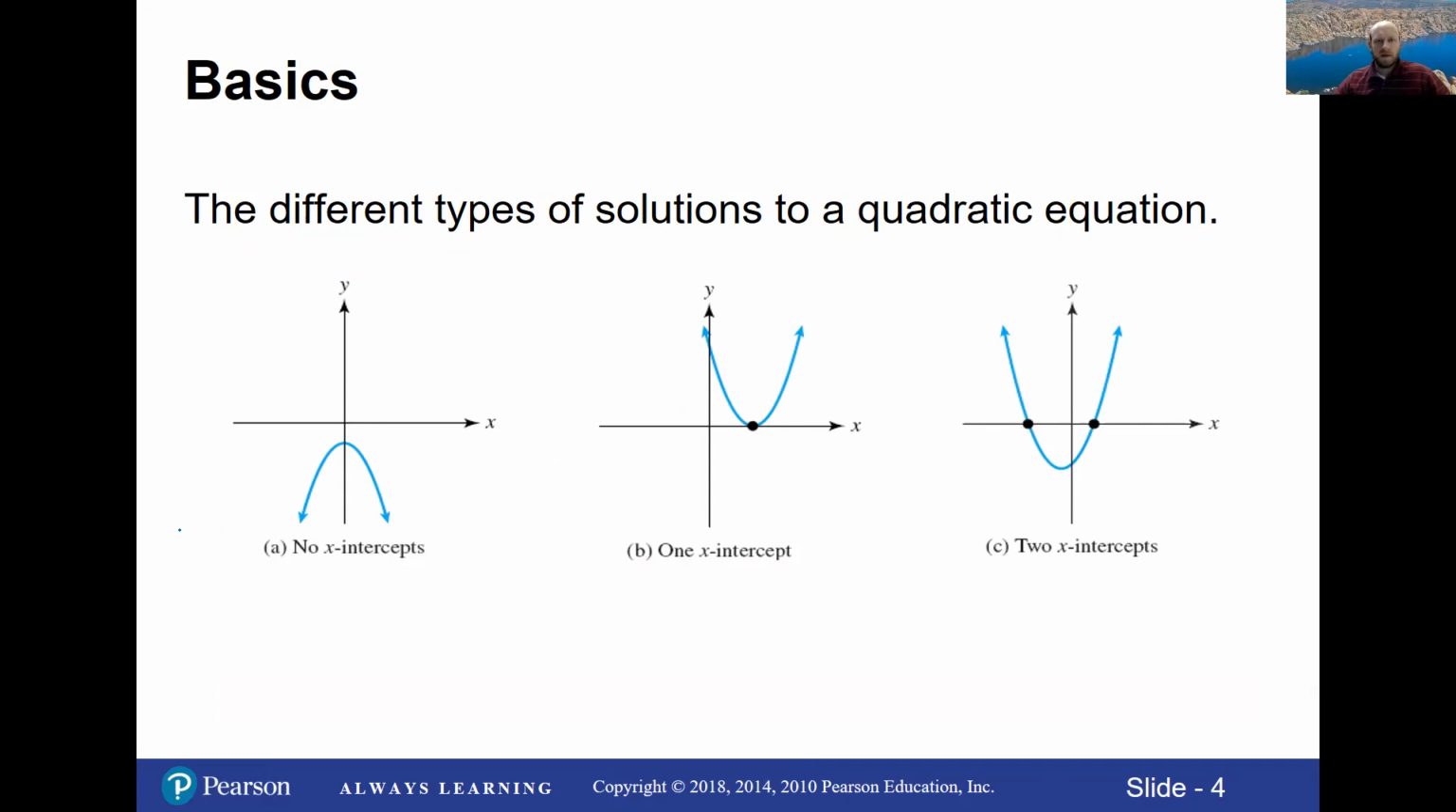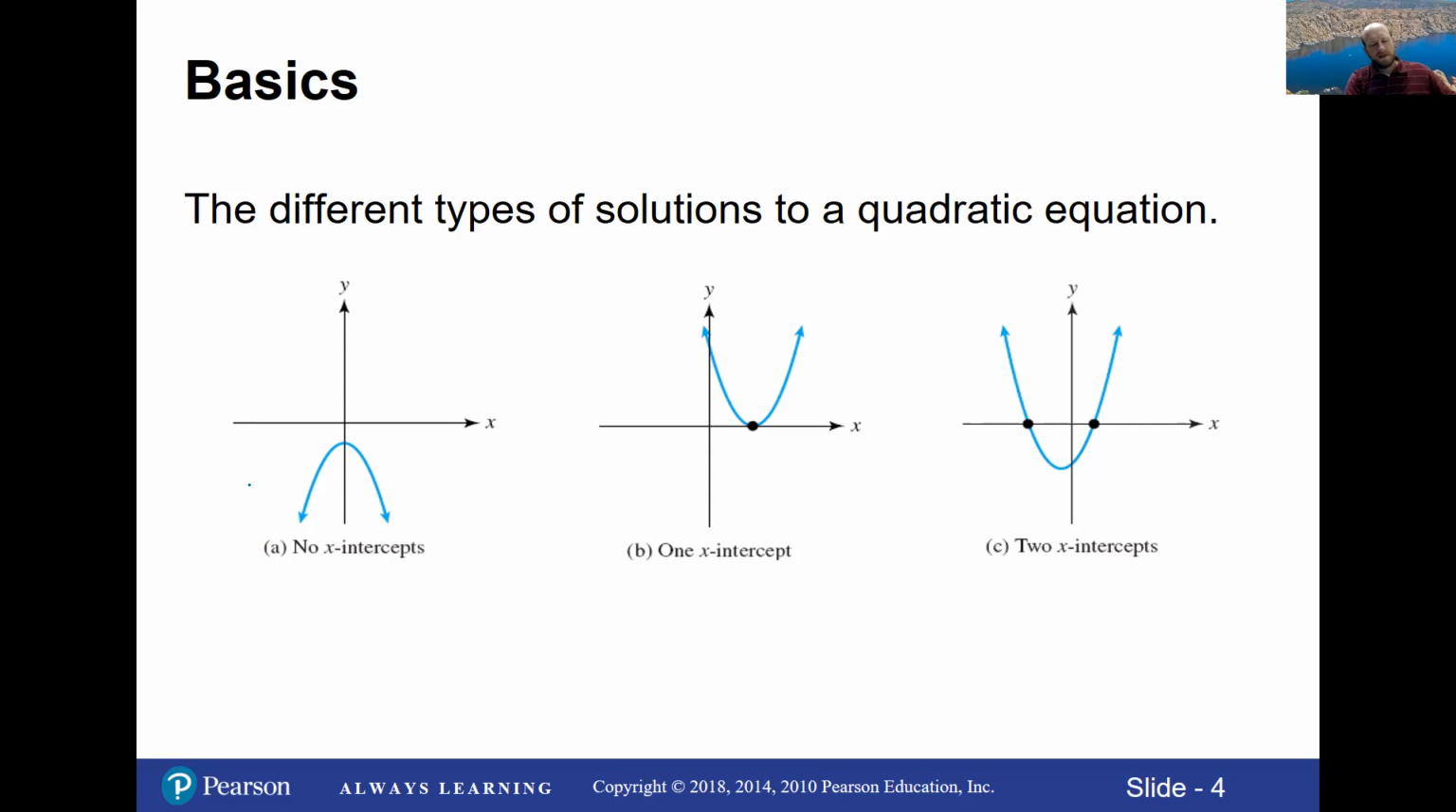Okay, so what we're going to do today mostly is learn about different types of solutions of a quadratic equation. Solutions to a quadratic equation are where the quadratic touches or crosses the x-axis. So a quadratic is a u-shaped function. It may be a function that does not touch or cross the x-axis. In this first case, it would have no x-intercepts, so it has no solutions.